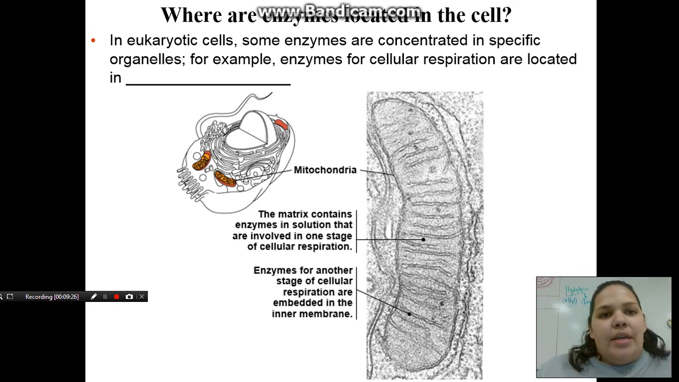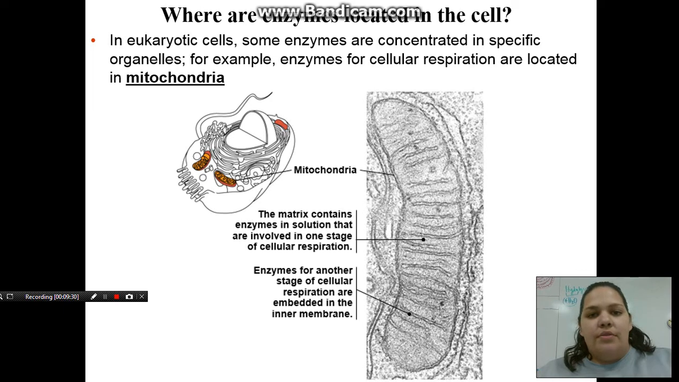Where are enzymes located in the cell? Well, some enzymes are concentrated in specific organelles. For example, enzymes for cellular respiration are located in the mitochondria.